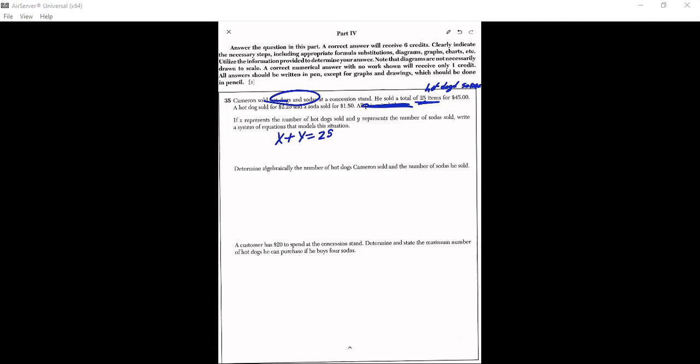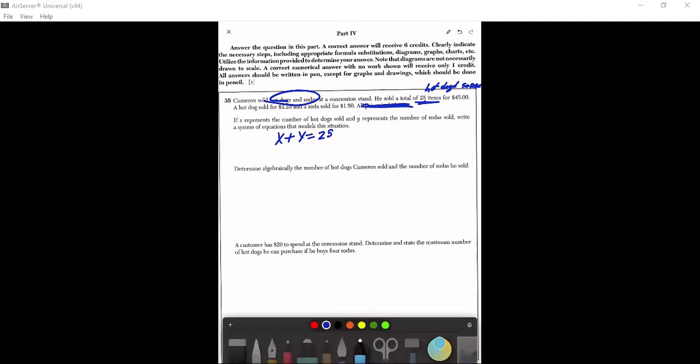Okay. And our second one, we're going to use the prices. So it says $2.25 for a hot dog times the number of hot dogs, and then $1.50 times the number of sodas equals 45. Those are two equations. If you come up with this, that's 2 points. Now, even though it says determine it algebraically, we're going to use the graphing calculator and solve it and then go from there.